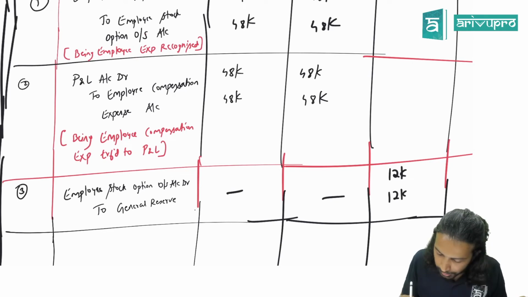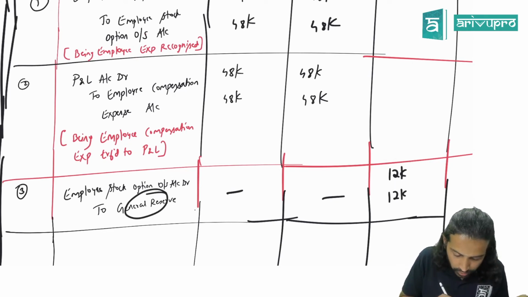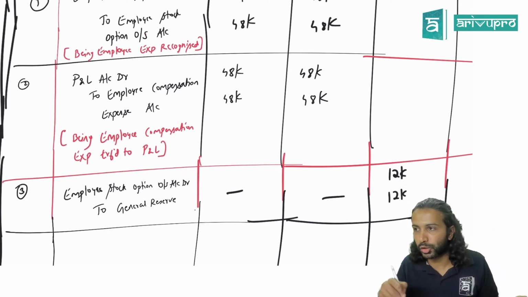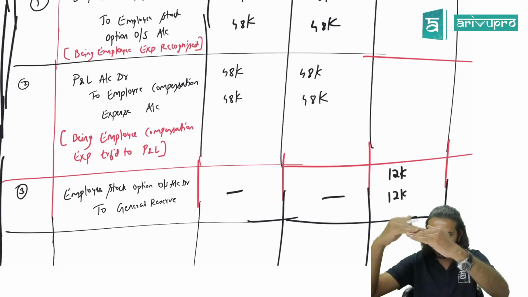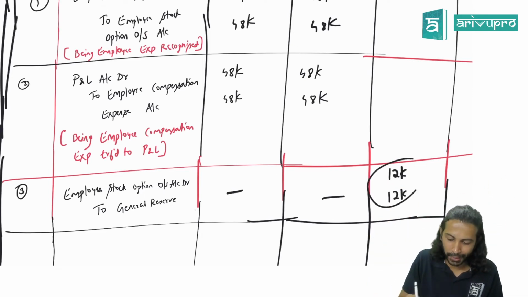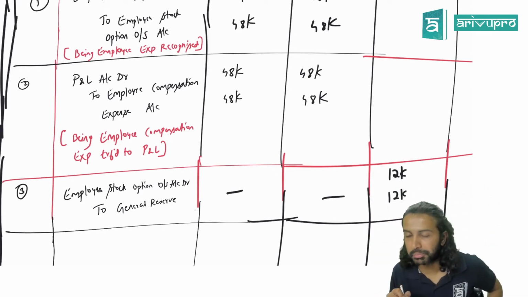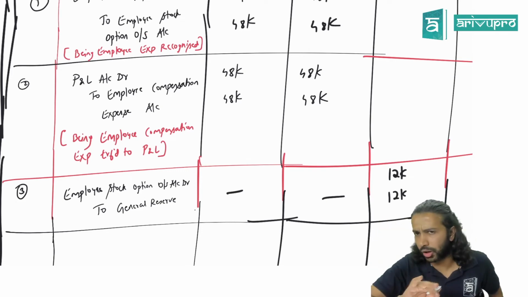Employee stock option debit, 12,000, to general reserve, 12,000. That's how we read this columnar entry. Don't just write it once. Debit, credit like that. You don't have to leave the space. You can write it parallelly. That's acceptable, understandable. Or pass individually, your call.